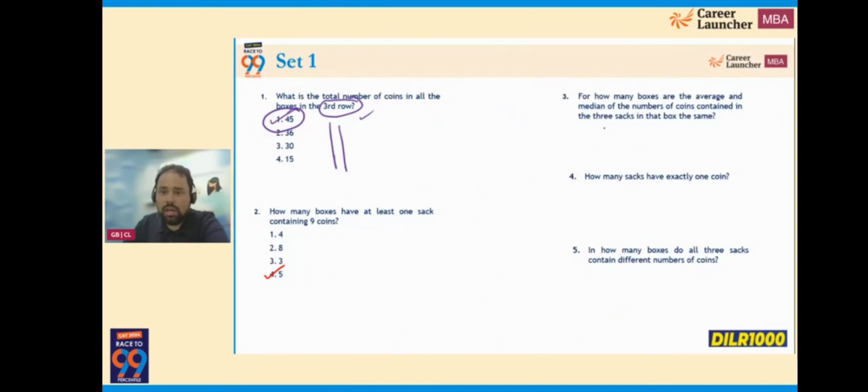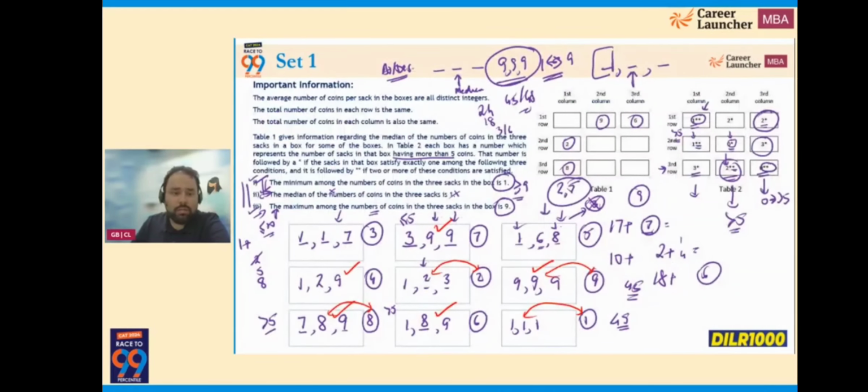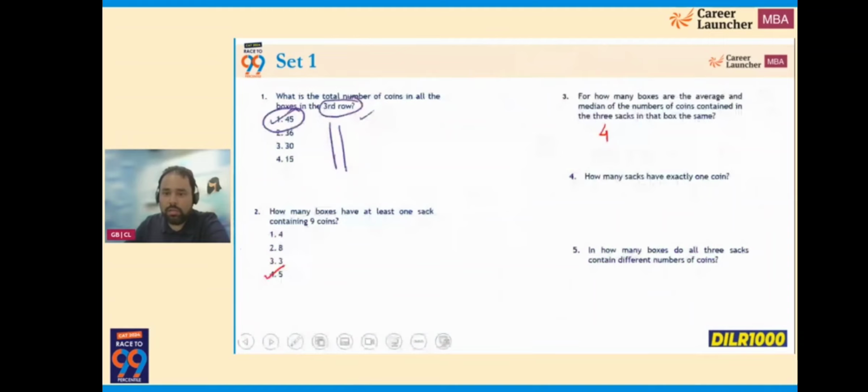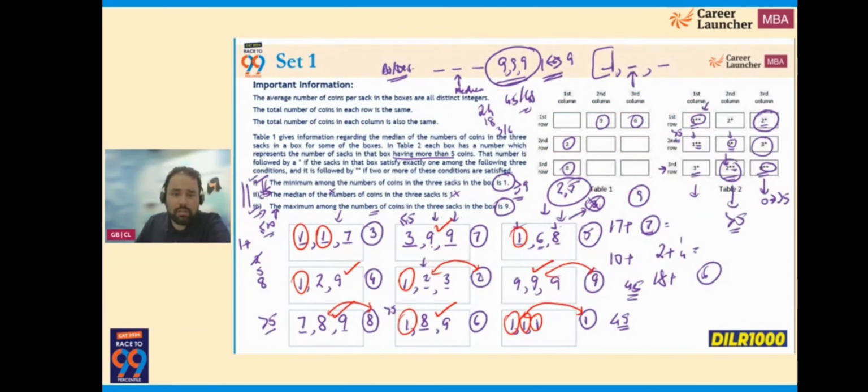The answer here is how many sacks have exactly 1 point? 1, 2, 3, 4, 5, 6, 7, 8, 9 sacks have exactly 1 point, which means this is 9. In how many boxes do all the 3 sacks contain different numbers? So all 3 are different. 117, 139, 168, yes. Different colors.